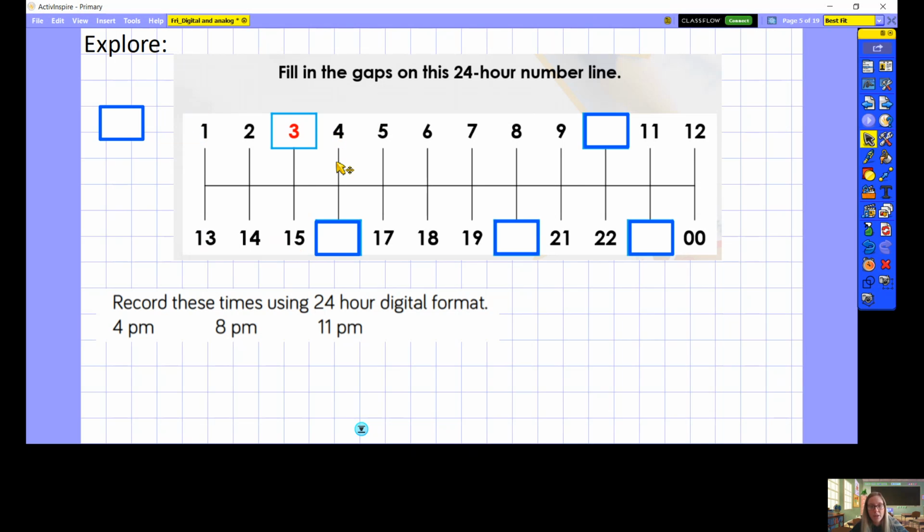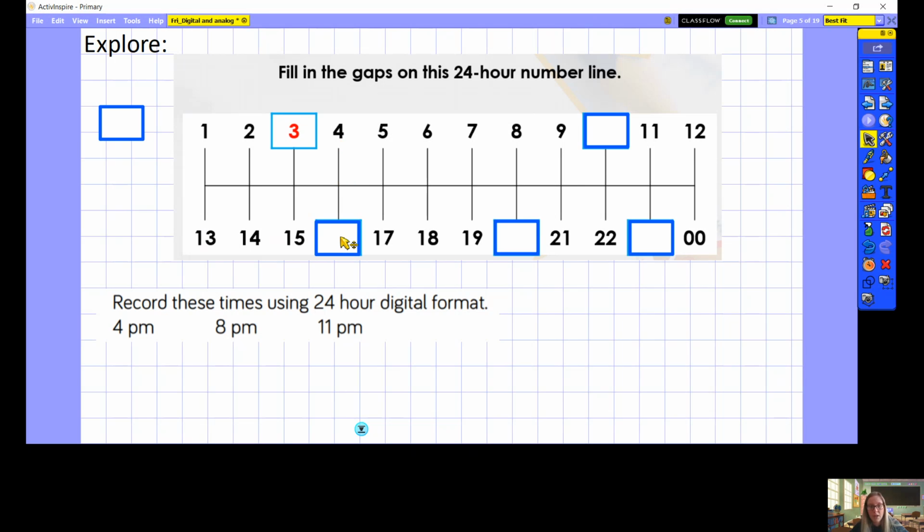Okay. Can you work out what the next numbers on this number line would be? If you actually drew out this number line in your book, it may help you when you're converting today. Okay, so pause the video and have a go at that now.